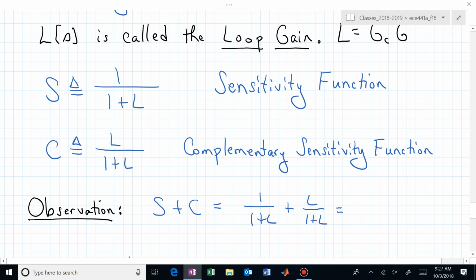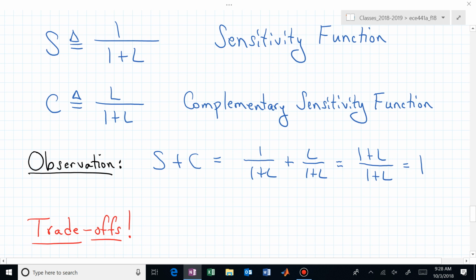Well, we already have a common denominator. What's the numerator? It's the same as the denominator. Now do you see why C is called the complementary sensitivity function? If S is 1 over 1 plus L, they complement each other. They go hand in hand. Their sum equals 1.